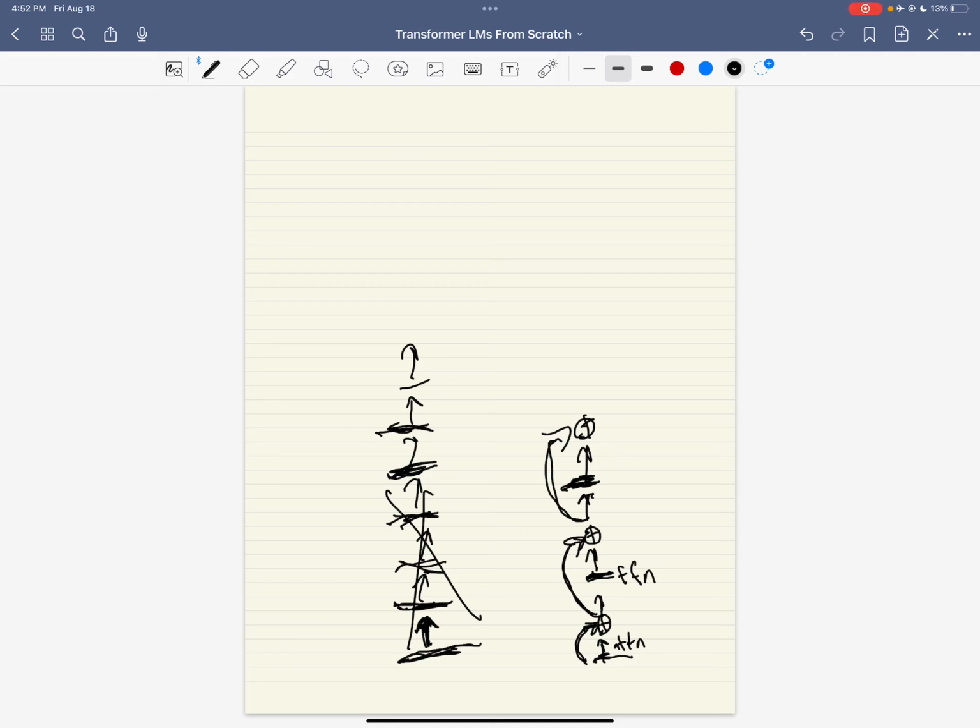Nice. Okay, that makes sense. So the residual stream is kind of this vector that's getting pushed forward through these layers, and it's changing as you keep adding the diffs to it.